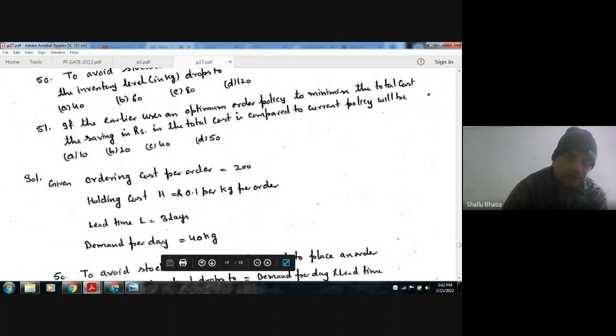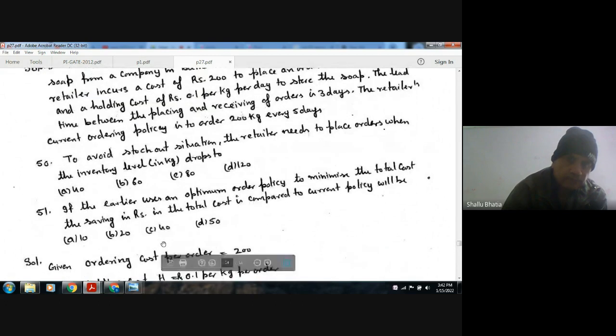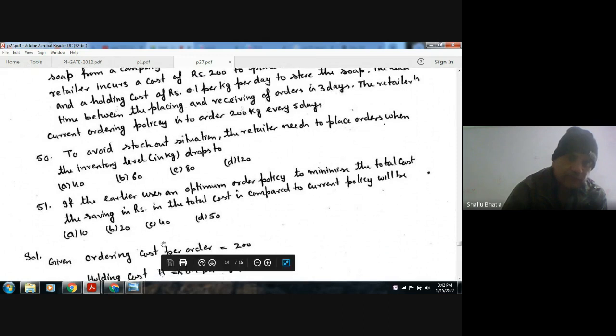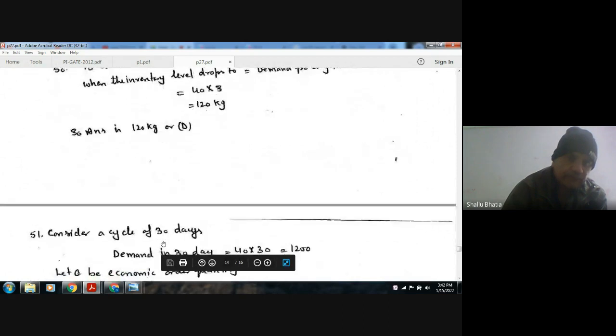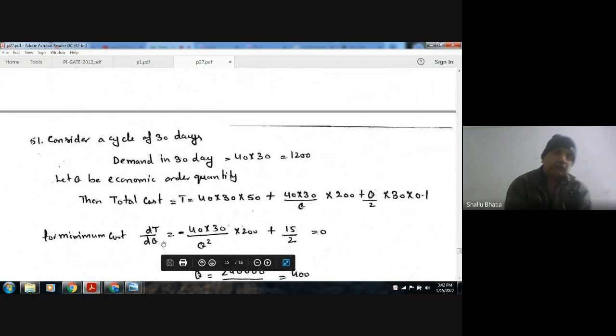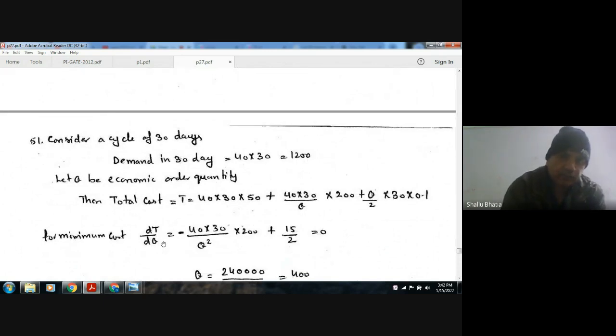In the second question, the retailer's current order policy is 200 kg for every 5 days. Now consider a demand cycle of 30 days. As per day demand is 40, demand for 30 days is 40 into 30, which is 1200.